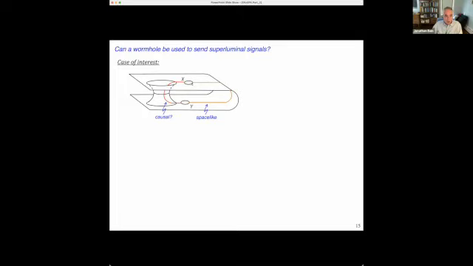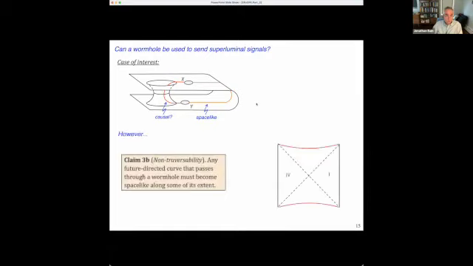And the case of interest is when X and Y are space-like separated in the exterior region of the space-time, right? The only types of curves that connect them in the exterior are space-like. And in this setup, the question of interest is, can they be connected by a causal curve that goes through the wormhole? And the answer to this is no. Any future directed curve that passes through a wormhole must become space-like along some of its extent.